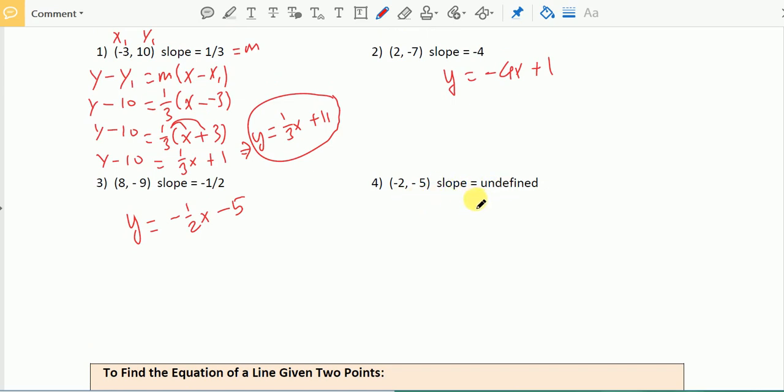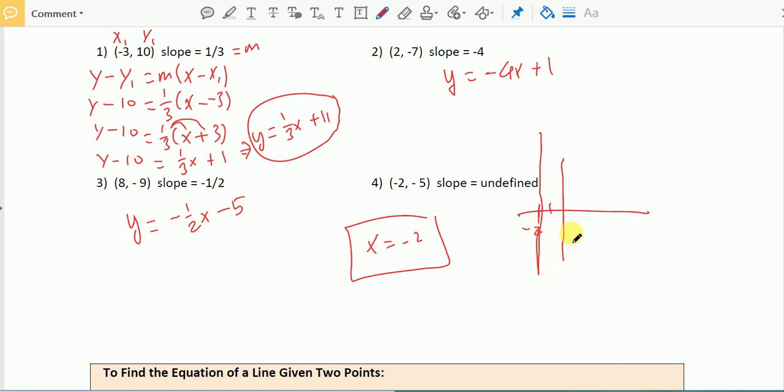So if you have an undefined slope, that means the line is vertical, right? That means it's just crossing through the x value, and we have the x value to be minus 2. So you just have x equals minus 2 is the line. This is a vertical line with undefined slope, and it's crossing through x equals minus 2, because you have the point minus 2, minus 5 to be the point on the line.